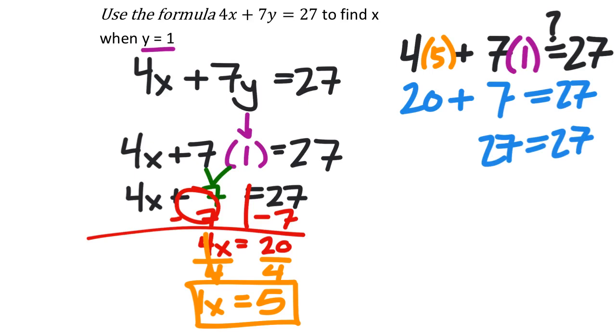But I like to show the work on this so you guys can see how you would type it into the calculator. So we've checked to make sure that it works. So in this case, when y equals 1, then x equals 5. Again, that creates a relationship between the y and x value.